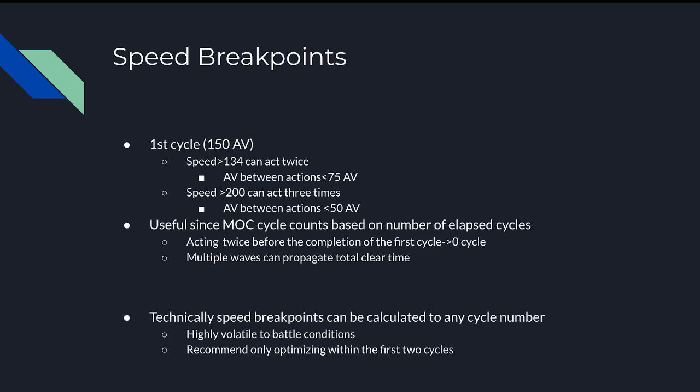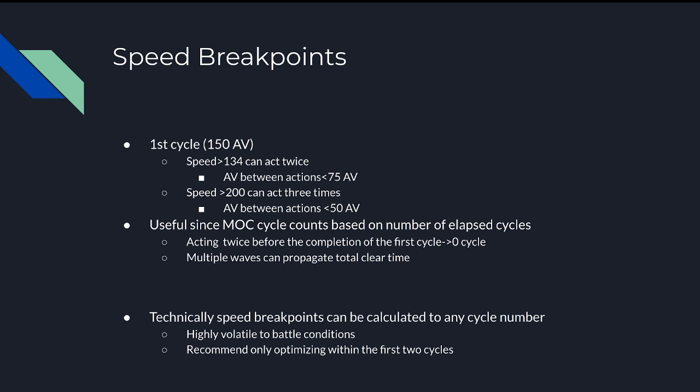So this is where everyone talks about the 134 speed breakpoint. The reason why it's so useful and instrumental is because if you are at 134, your action value is less than 75 per turn. That means you can actually go twice within that first cycle. And if you have over 200, you can actually act 3 times. It's really useful because it's based on the amount of elapsed cycles. So if you act twice before the completion of the first cycle, you end up with a 0 cycle.